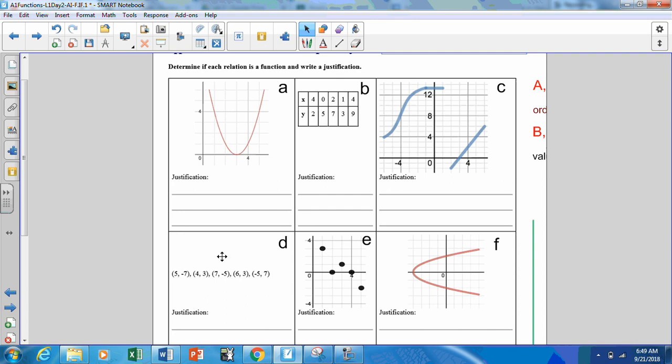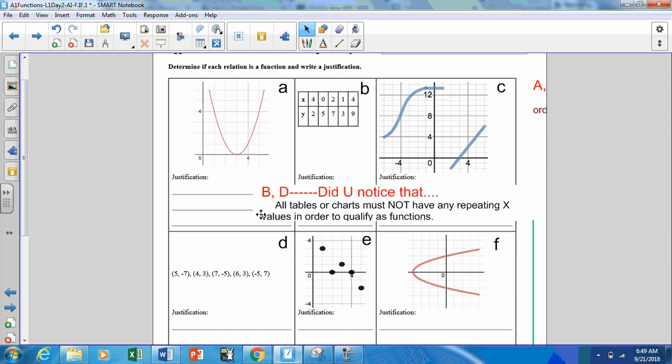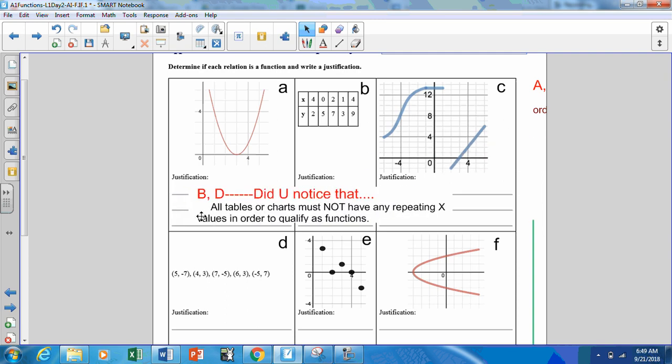Let's look at D now. 5, 4, 7, 6, -5. No repeaters. So D would actually be considered a function. Let's get some text written down. Notice for B and D, all tables and charts must not have any repeating X values in order to qualify as functions. All right, so here we are. D, function. B, not a function.